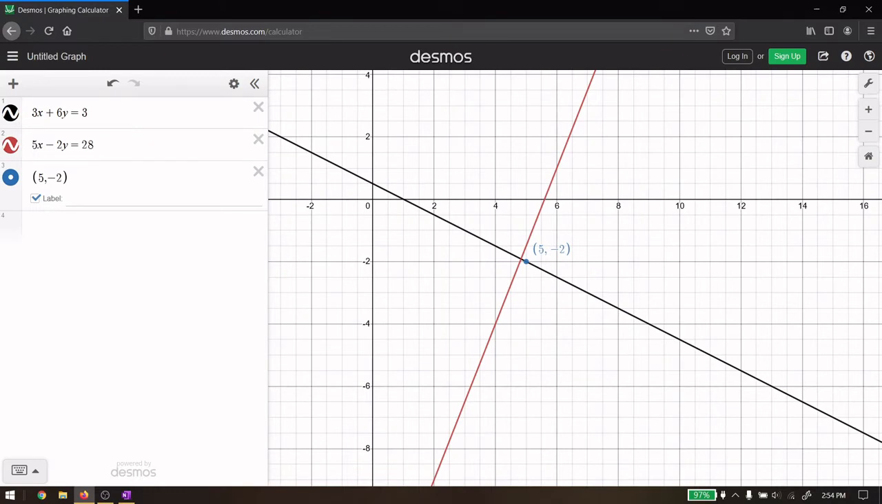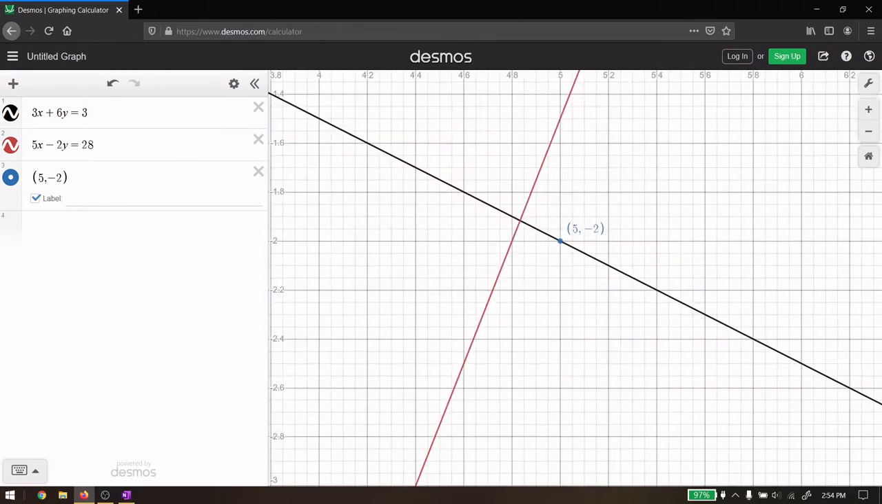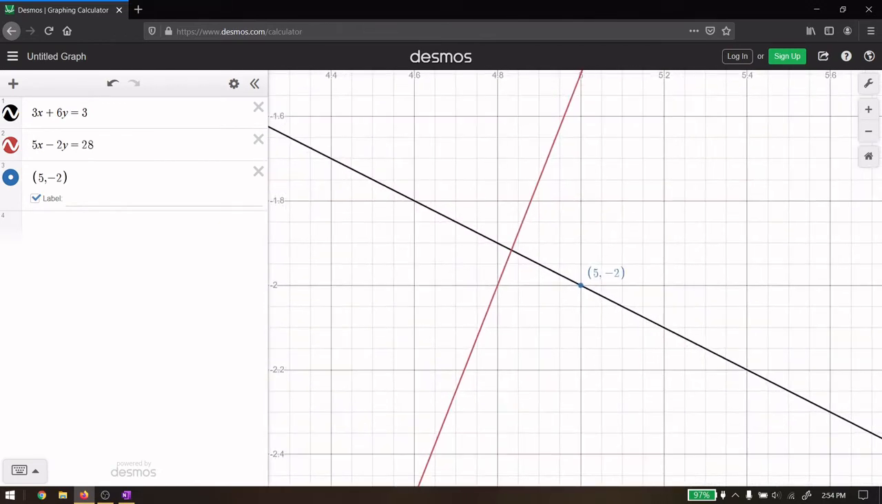So here's our system graphed. You can see we have our two lines, the red and the black line, and then our point that was asked, is 5, -2 the solution. And as you can see, 5, -2 is on the black line. That's why we got a true statement in the first one. But it is not on the red line, so that's why it gives us a false statement. And because 5, -2 is not the intersection where the two lines cross, therefore it is not a solution to this system.